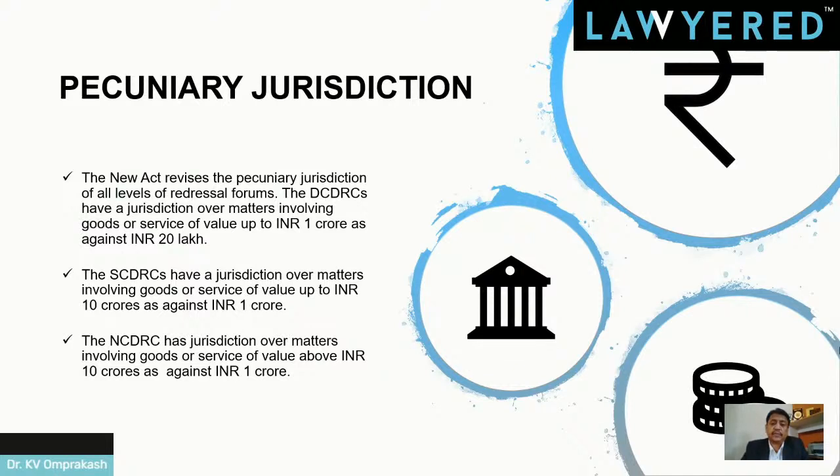Pecuniary jurisdiction. Earlier, the district forum, the state commission, and the national commission had a slab. So district forum had up to 20 lakhs. Now it has been increased to 1 crore. So all the consumer litigations where the claim amounts are up to 1 crore can be handled by the district forum, and above 1 crore to 10 crores can go to the state, and beyond 10 crores can go to the national. So this is the increment which has been introduced in this amendment. It's good actually, so that the district courts have a wider range of jurisdiction in terms of pecuniary limitations.